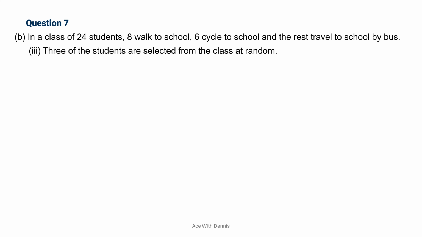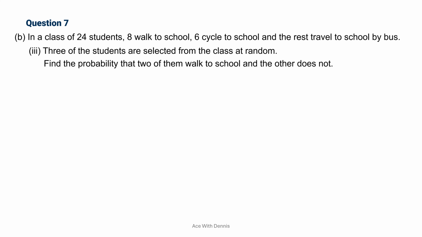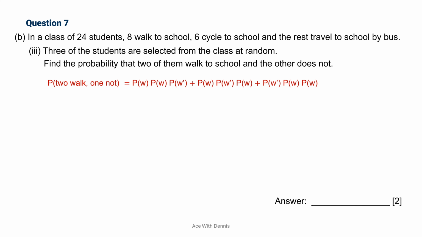Part 3. 3 of the students are selected from the class at random. Find the probability that 2 of them walk to school and the other does not. 2 marks. To find the probability that 2 of the students walk and 1 of them does not, the combinations will be the first 2 students walk to school, the third student does not. Or the first and the third students walk to school, the second student does not. Or the first student does not walk to school and the second and third students walk to school.